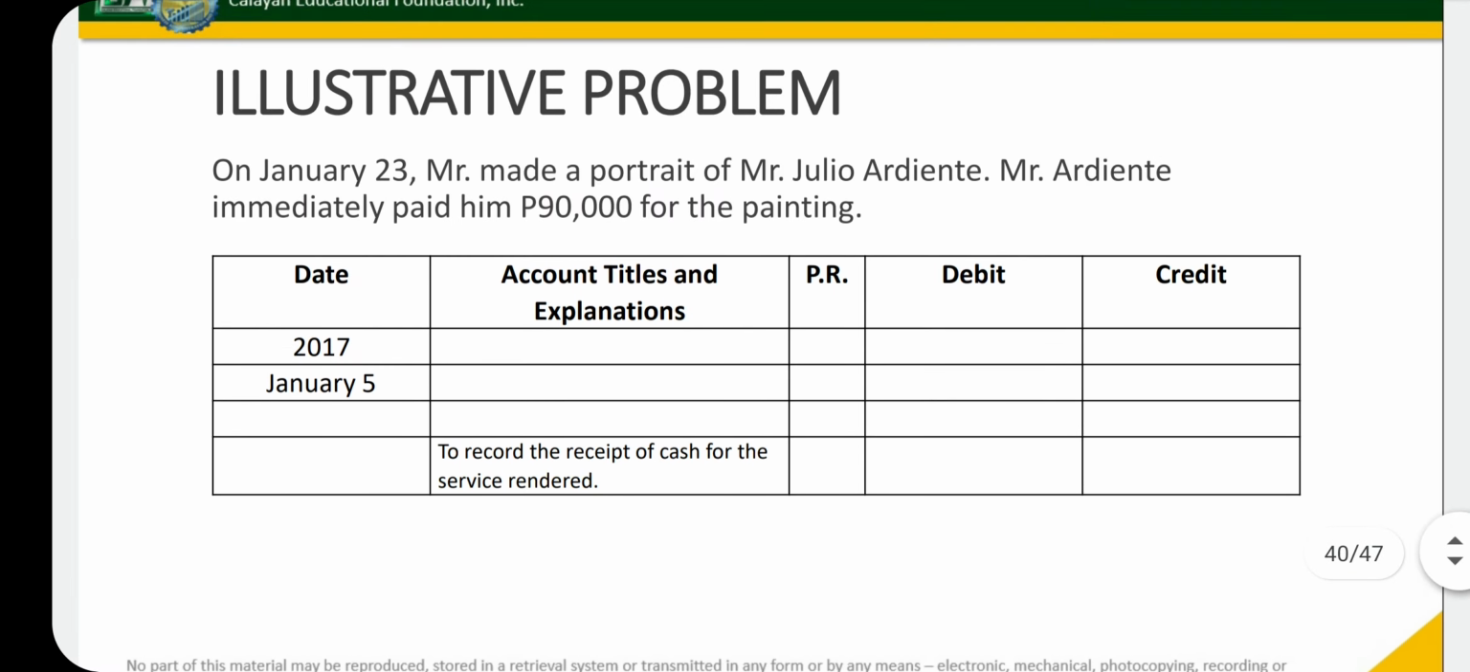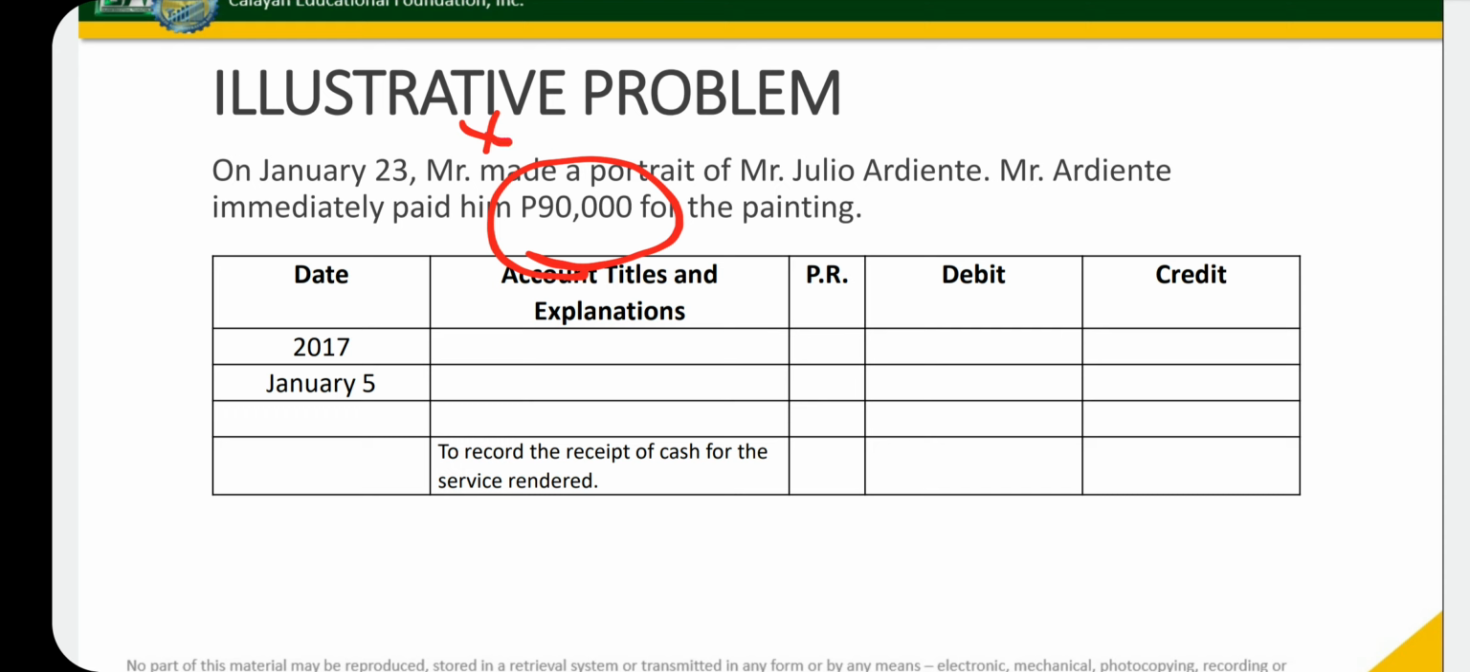Next illustration is, on January 23, Mr. X made a portrait of Mr. Julio Ardiente. Mr. Ardiente immediately paid him 90,000 for the painting. So, class, Mr. Ardiente paid Mr. X immediately.